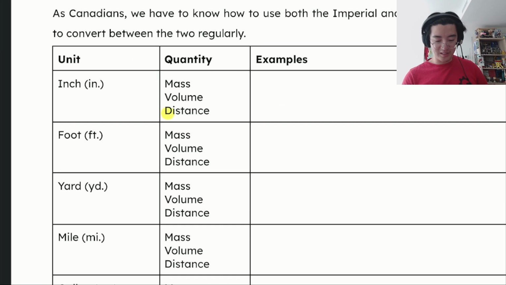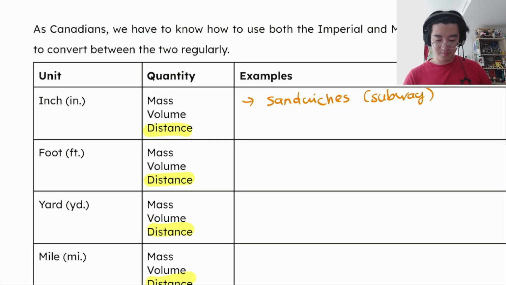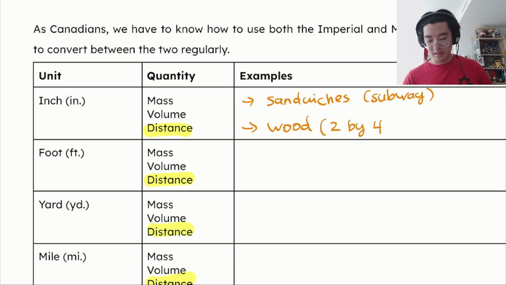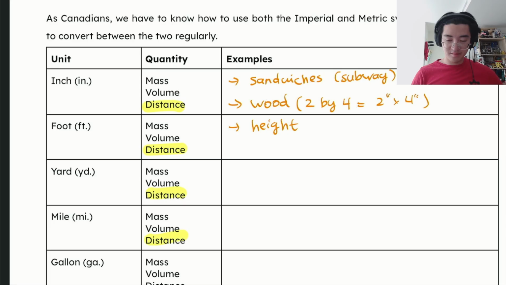Those are the four distance measurements that you'll commonly see. Inches are usually used for sandwiches, for example in Subway. We got the 6-inch Subway or the footlong. We also got wood, very common in Home Depot. A 2x4 means a 2 inches by 4 inches piece of wood. Next is foot. Commonly see this for height. I'm 5'8", so height, feet and inches.